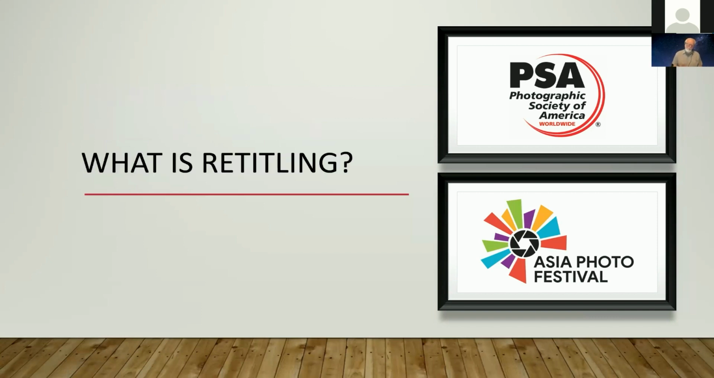A question here about what's retitling. Retitling would simply mean you had a particular image and you changed its title. You can't do that. Once you have an image accepted in a PSA recognized exhibition, it doesn't matter what category it's in, nature, photojournalism, color, whatever, you must continue to use the same title for that image.